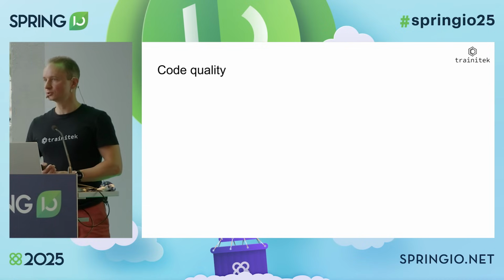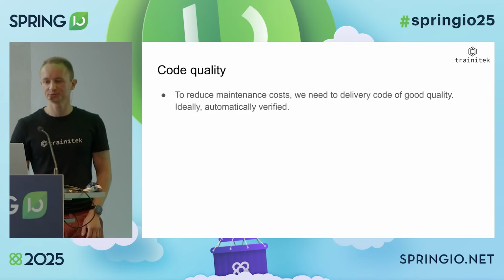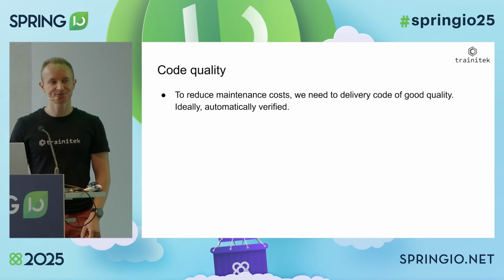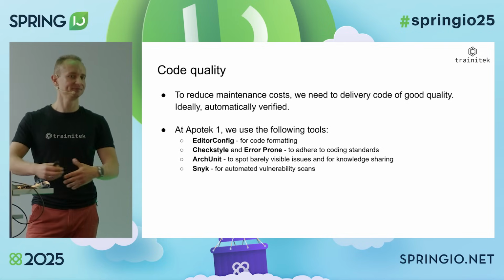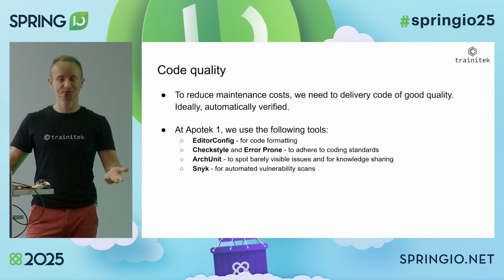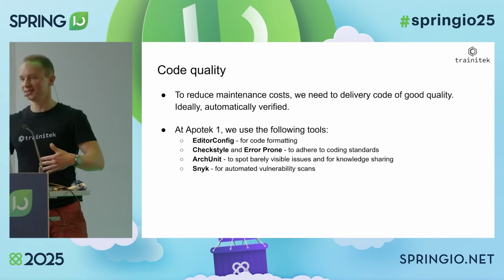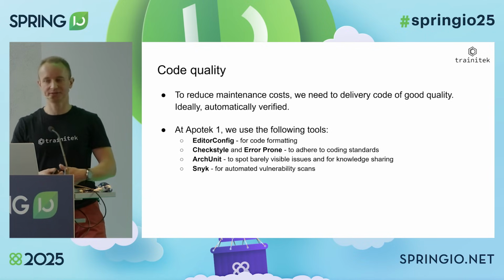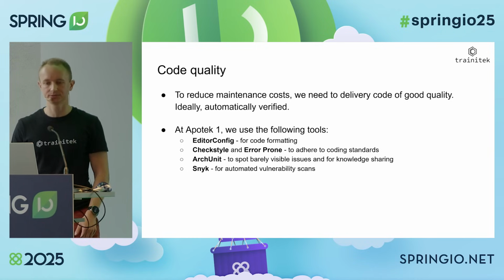The next one is code quality. As you remember, I mentioned unstable features, so we would like to have good code quality, and ideally automatically verified. So what did we do? We employed some tools, like editorconfig for common formatting. You just commit one .editorconfig file, and you don't need to bother with your IDE settings, so every developer has the same setup regarding formatting. It's a great tool, very simple, and IDEs have integration with it.